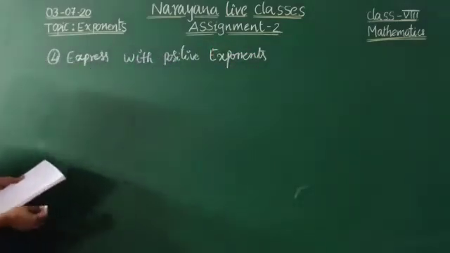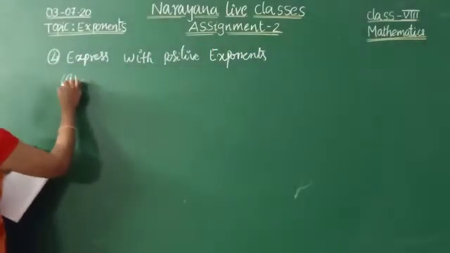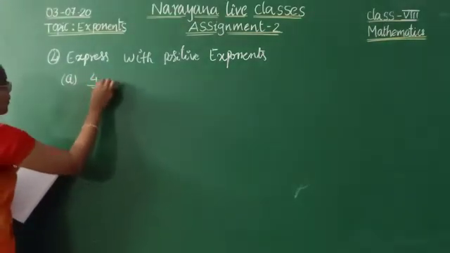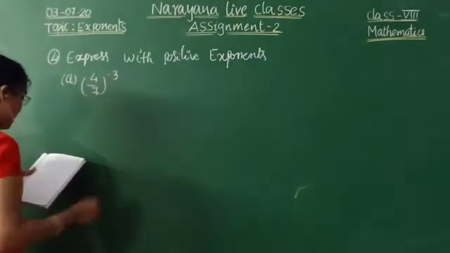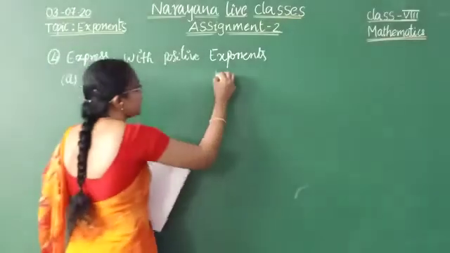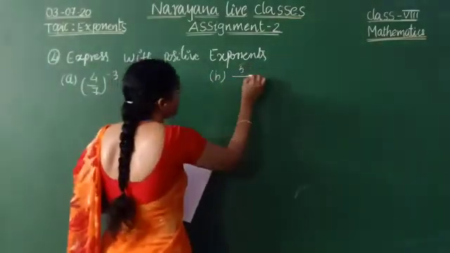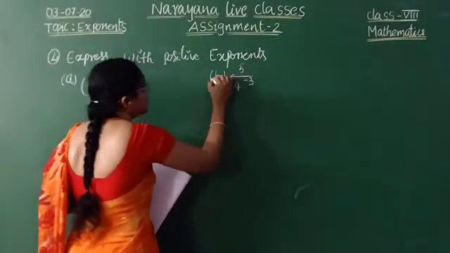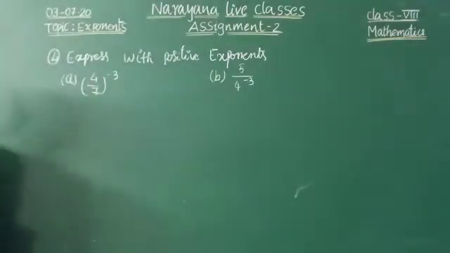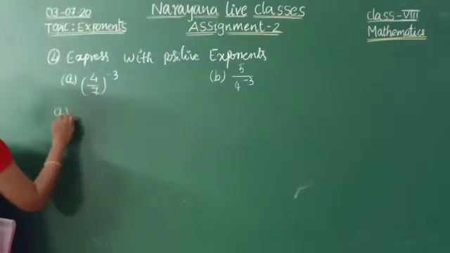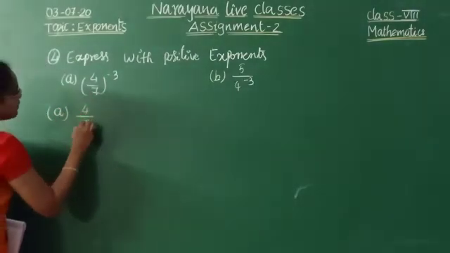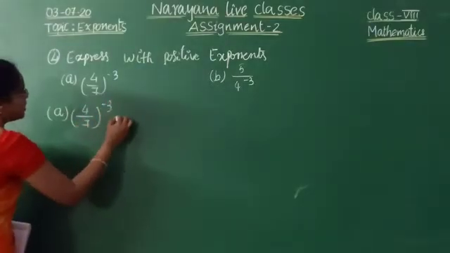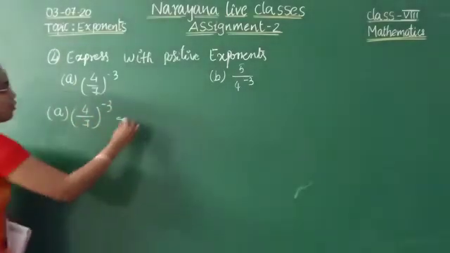So the powers you have to take as positive, plus only, in positive exponents. In these two bits, A is (4 by 7) whole power minus 3. And the second one, B, is (5 by 4) power minus 3. The first question you have to take is (4 by 7) whole power minus 3. This one you have to take as 4 power.